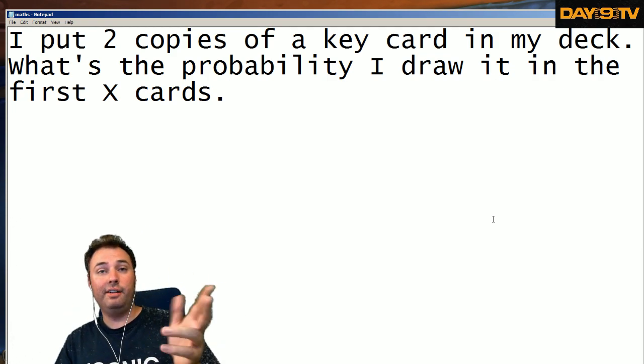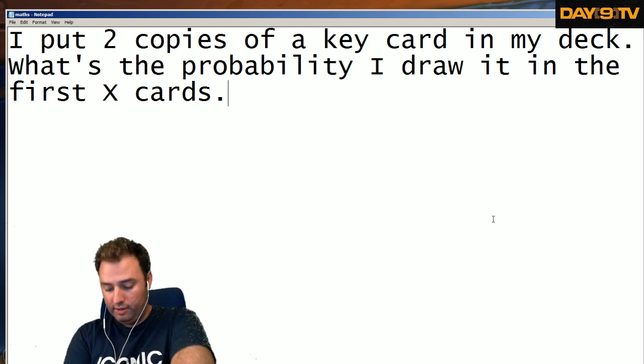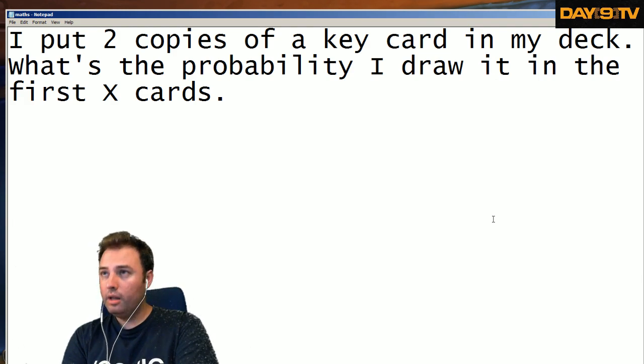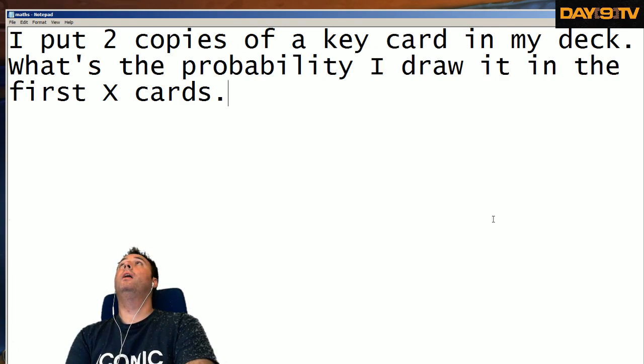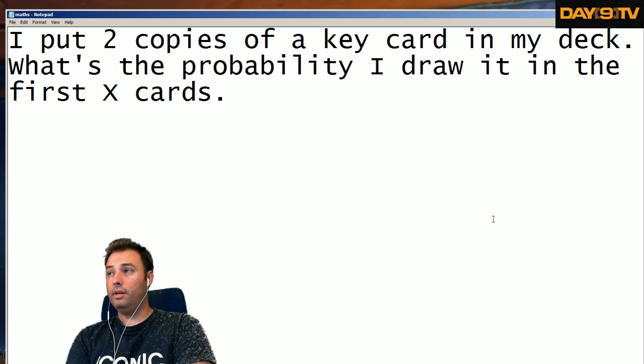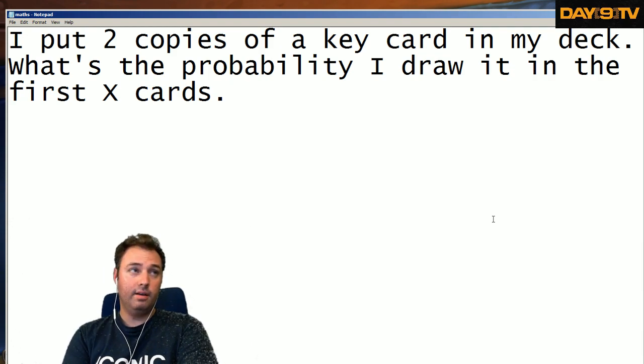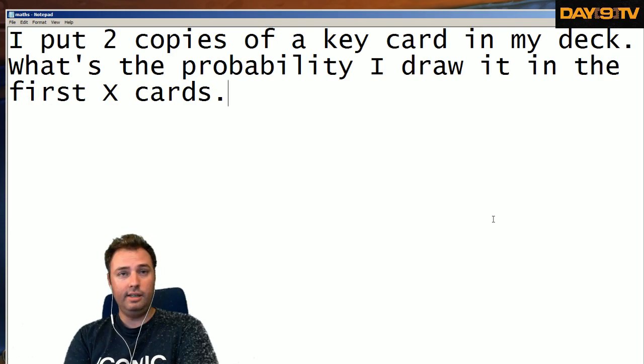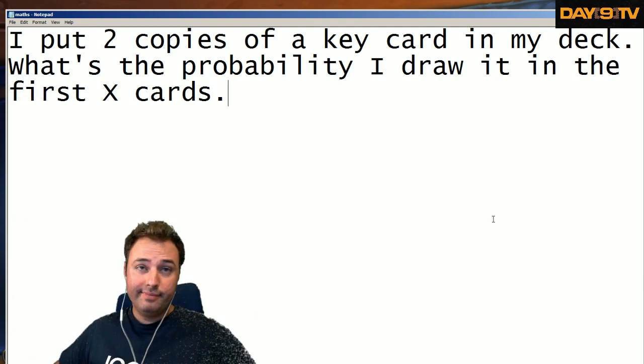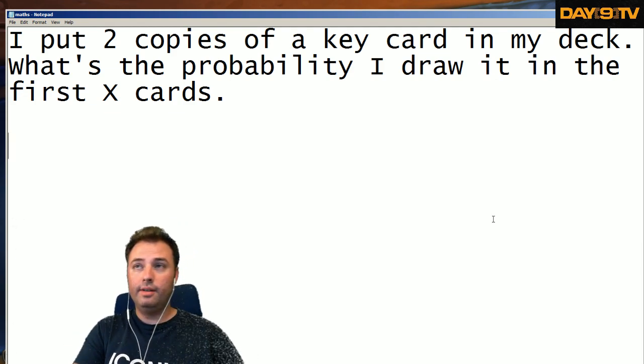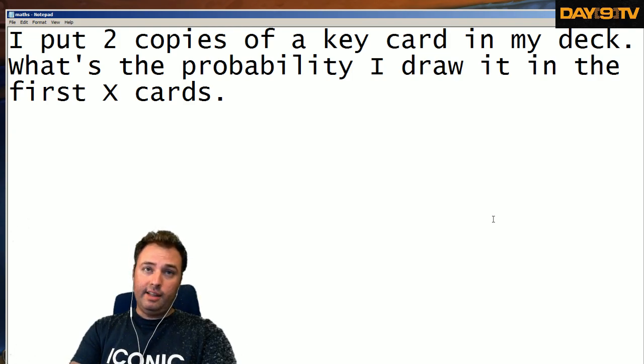Right? That's what I need. What's the probability I draw it in the first X cards? Oh, and there's Utori saying, Sean, calculate Miracle Rogue draw with Gadgetzan in. Okay, so let's think about this. I put 2 copies of a key card in my deck; what's the probability I draw it in the first X cards? There's an easy way to do it and there's a hard way to do it. We're going to do the easy thing.